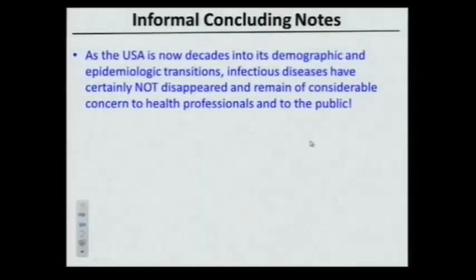Okay. Some informal concluding notes. We are now at least a century into our demographic transition. Do they know about demographic transition? Sure. And epidemiologic transition, okay? Even about 30 years ago, people said, we have made this transition, infectious diseases will disappear. They have not disappeared, as you've seen. So infectious diseases remain of concern. In fact, sometimes the public is even more worried about infectious diseases than they perhaps need to be.